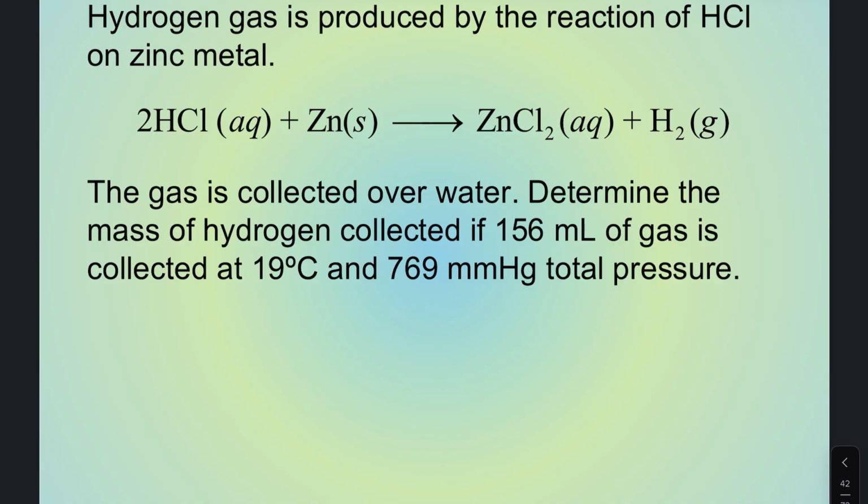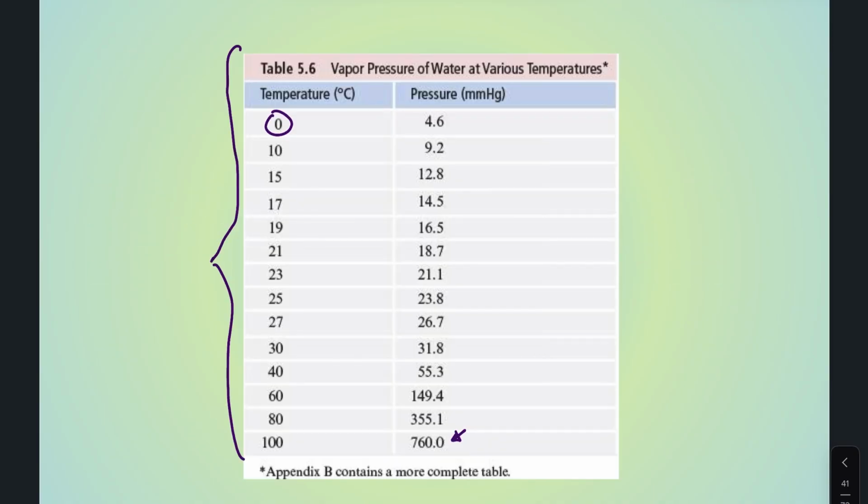Okay, so to do this, what we have to do is see what it says. So the gas is collected over water. Determine the mass of hydrogen collected if 156 milliliters of gas is collected at 19 degrees Celsius, and the total pressure is 769. So the first thing we need to do is see where that is. So at 19 degrees, we have 16.5 millimeters of mercury due to water.